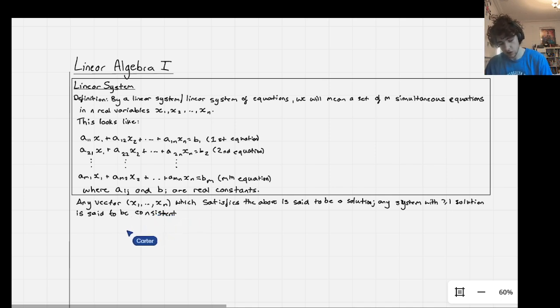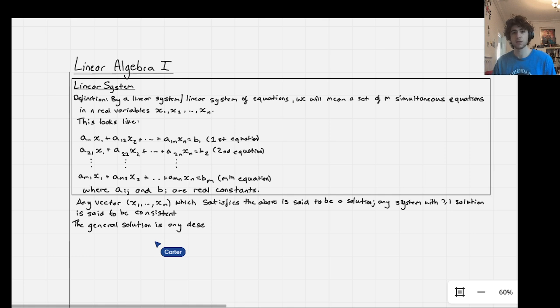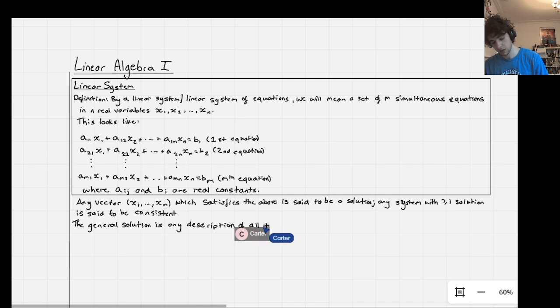And we also say that the general solution, so whenever we're solving a linear system, we typically want the general solution. So the general solution is any description of all of the solutions of the system. Because just one solution by itself, sometimes it might be good enough, but you might also have infinitely many solutions, in which case you need to describe all of them, not just give one of them.